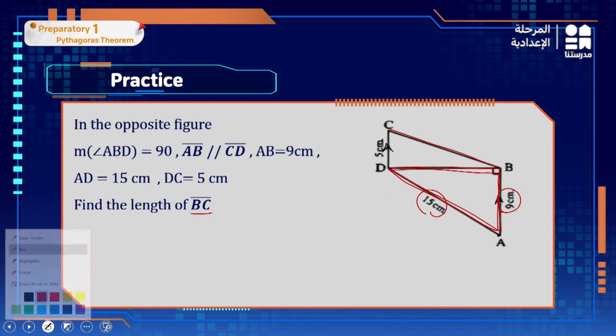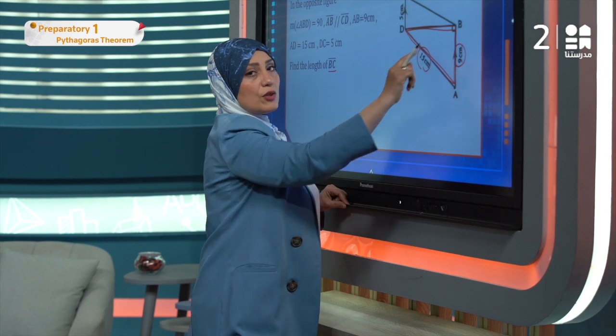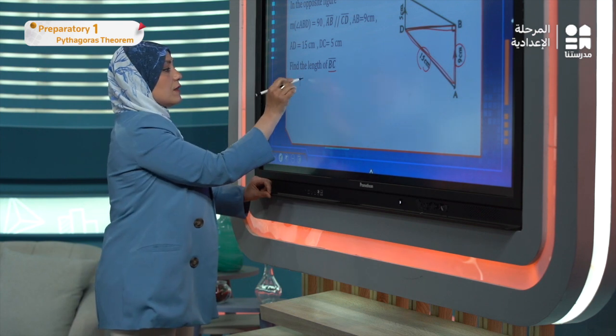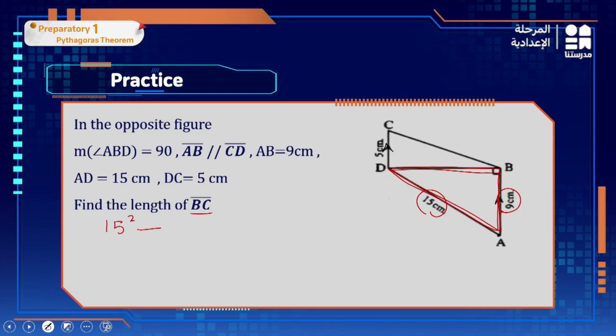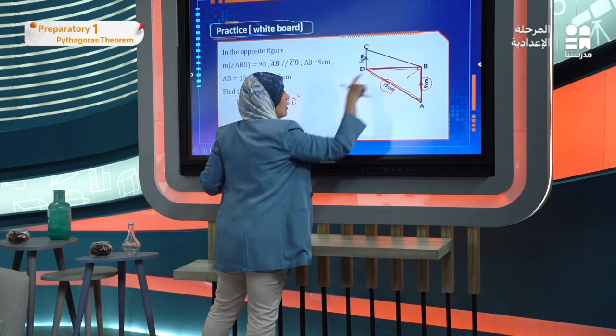To find it, we are going to use the Pythagorean theorem. The given one is opposite to the 90 degrees, which is hypotenuse. So we need to subtract: 15 squared minus 9 squared equals BD squared. Keep that in mind. The hypotenuse is opposite to the right angle. So if it is given in the question, we need to subtract. Start from it. 15 squared minus 9 squared equals the other side squared.